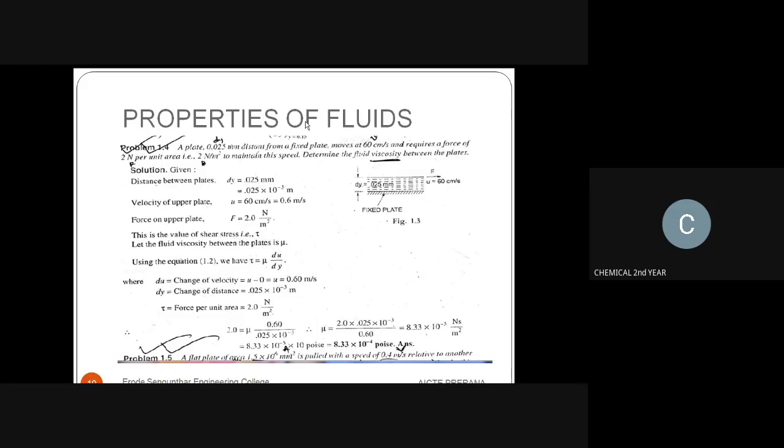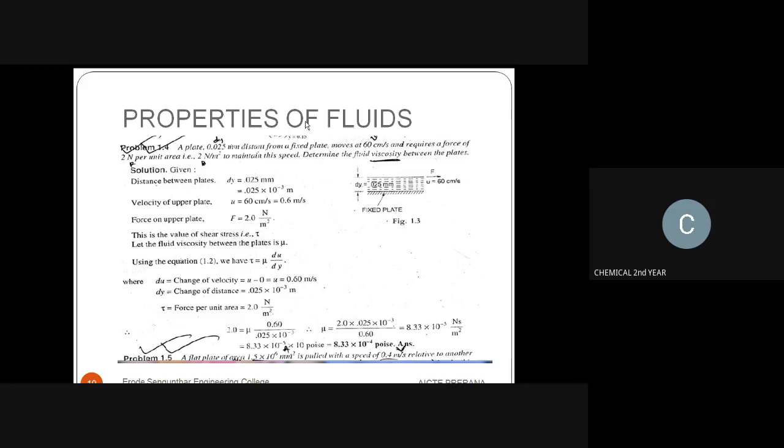So F is equal to 2 Newton per meter square. Since force is given in meter, we can convert all the other parameters into meter. If you convert 0.025 mm into meter, you have to multiply that by 10 to the power of minus 3. Likewise, you convert u is equal to 60 centimeters per second to meters per second, so you'll be getting 0.6 meters per second.